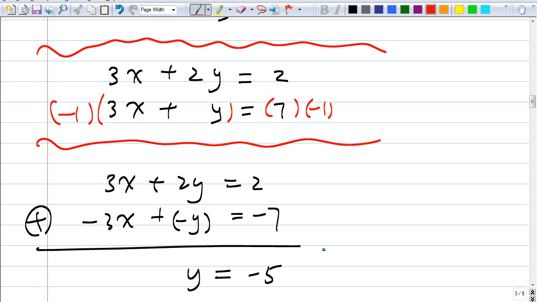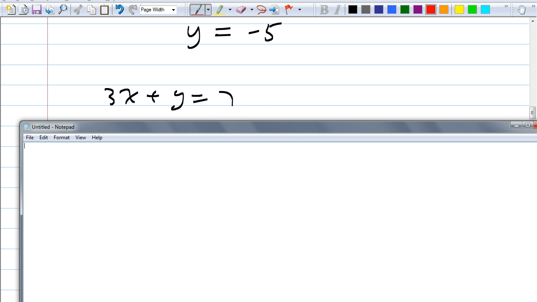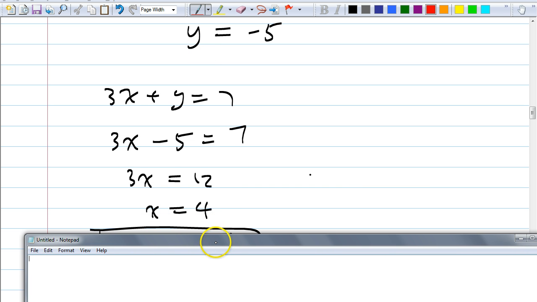Yeah, go ahead, everybody, finish it up. Give it time. Which equation should we plug into? Does it matter? No, I think I chose the first one. Or is this the first one or the second one? Oh, the second one, I chose the second one. Let me plug in y in here, -5. Did you all get x equals 4?